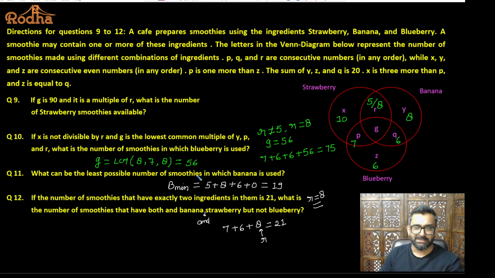Because we have to minimize beta. If I have to minimize, if I add G कुछ भी add करूँगा तो B का value बढ़ जाएगा ना? The question is asking least possible number of smoothies in which banana is used. How do I make least number? G कुछ भी नहीं लेंगे तो काम चल जाएगा. That's perfectly alright. It is not mentioned like question number 10 or question number 9. What is the number of G? So we can take G is equal to 0. Yes?